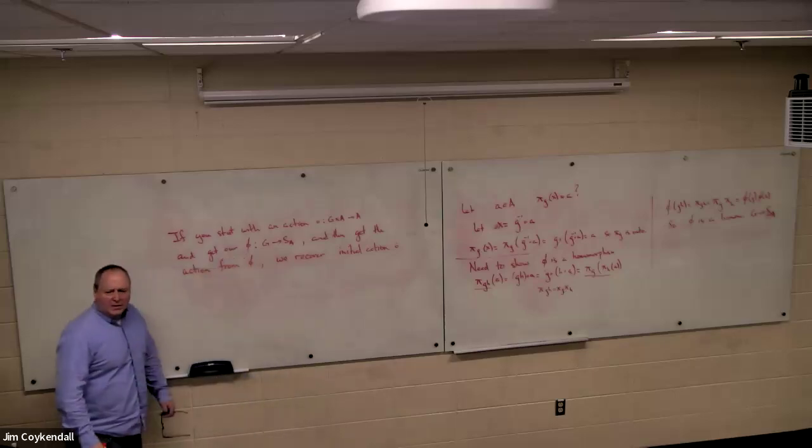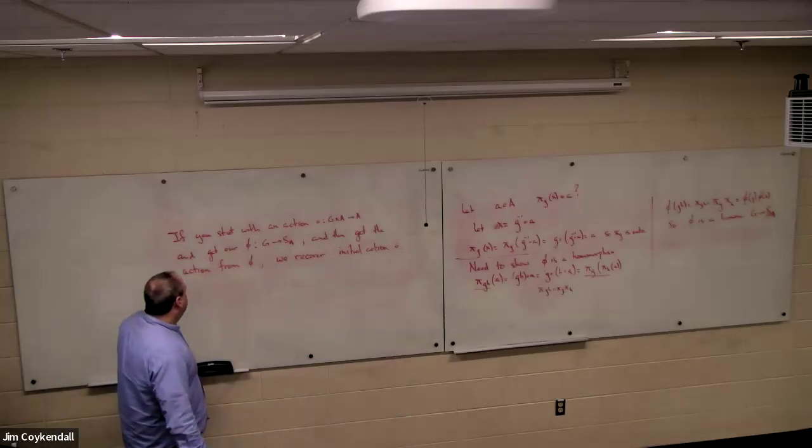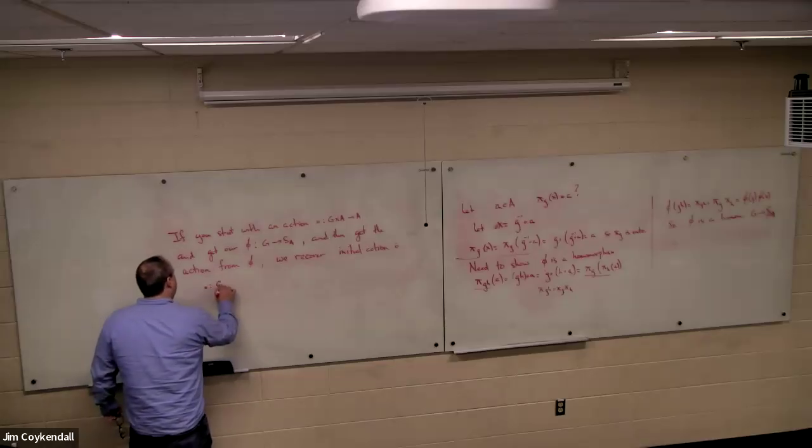Actually, maybe we should go through this. Let me clarify what I think. So suppose we have phi, G cross A to A.